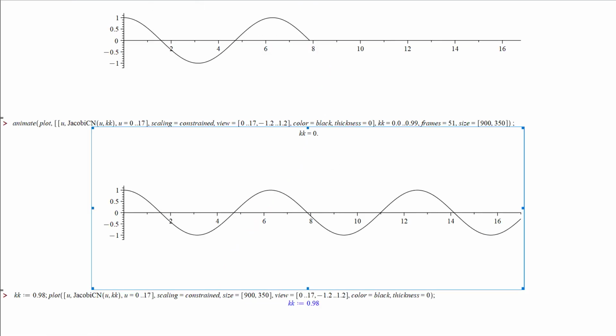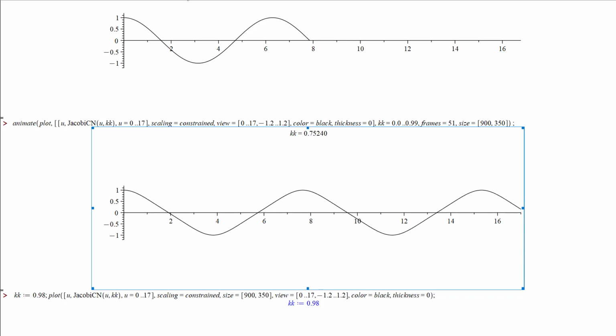Here's cn u for k equals 0. Should be cosine. And as I increase k, it's no longer a cosine graph. And as k gets closer to 1, you can actually see we have a concavity change, not just at the intercepts. So this would be the graph of cn for different values of k.